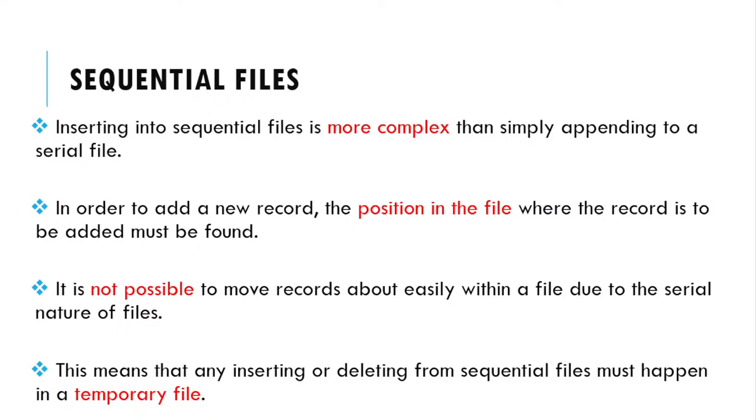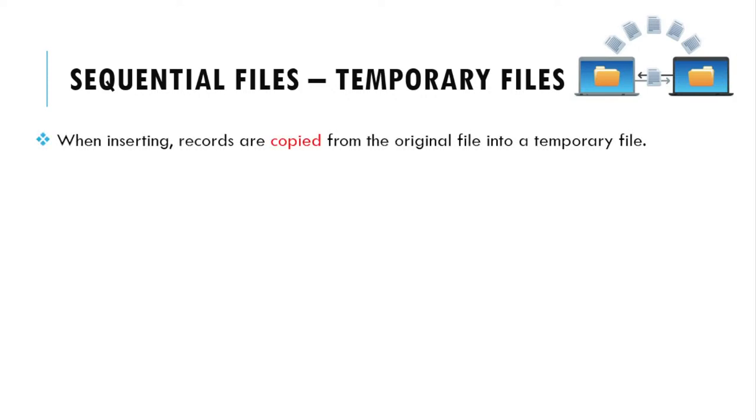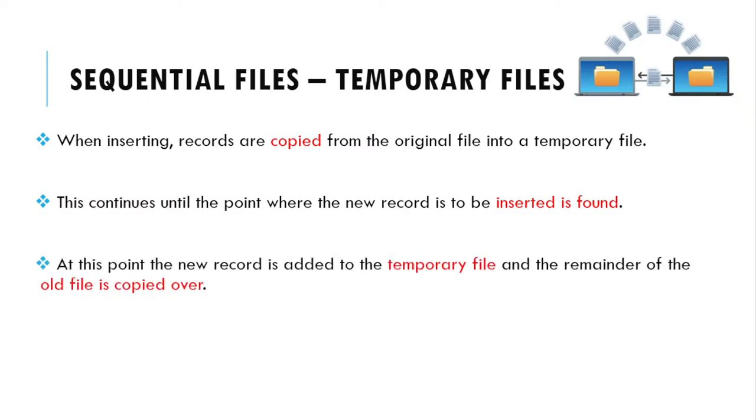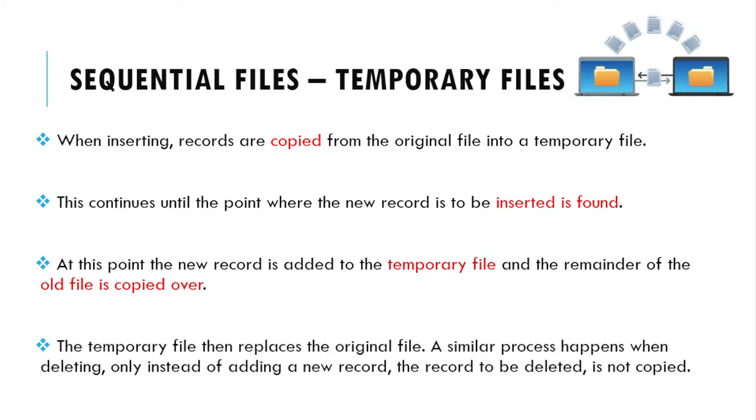So here we go then. What's our process of adding or inserting into a sequential file? When inserting, records get copied from the original file into a temporary file. You copy them one by one until the insertion point is found. When you get to the insertion point, you add your new record into the temporary file, and then you copy the rest of the data from the original file over to the temporary file. And now your temporary file has the updated record in there in the right place. And then we delete the original file, and we rename our temporary file whatever the name of the original file was.